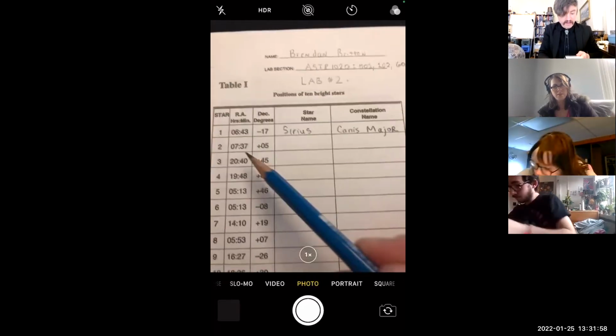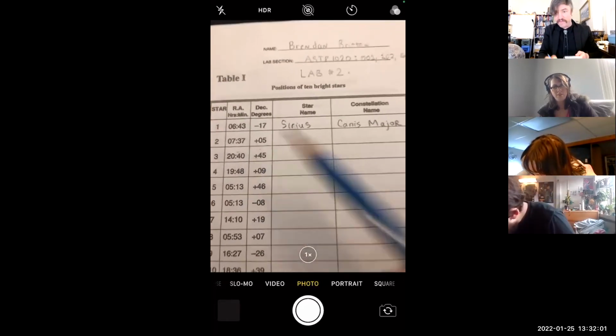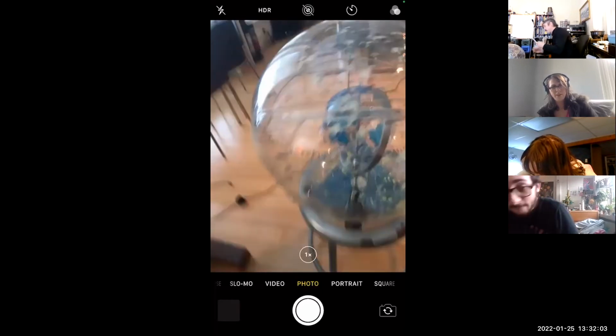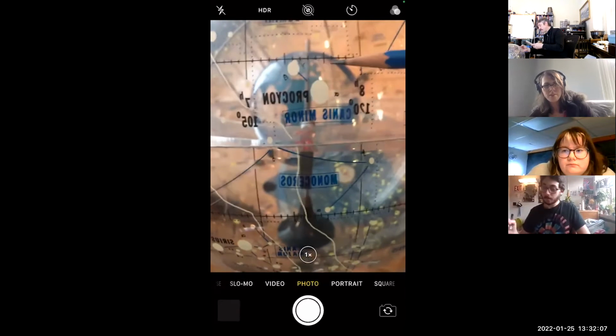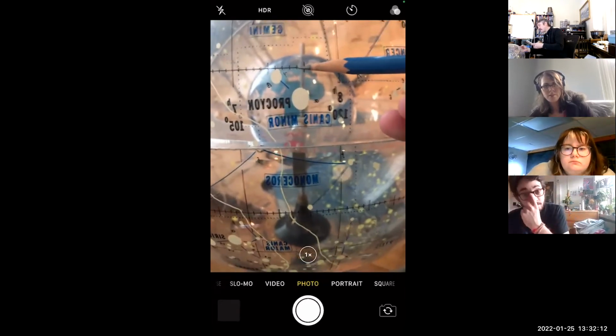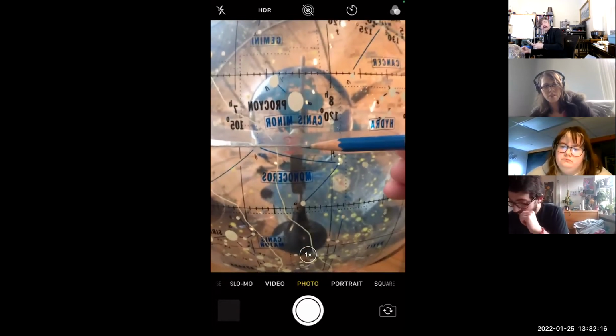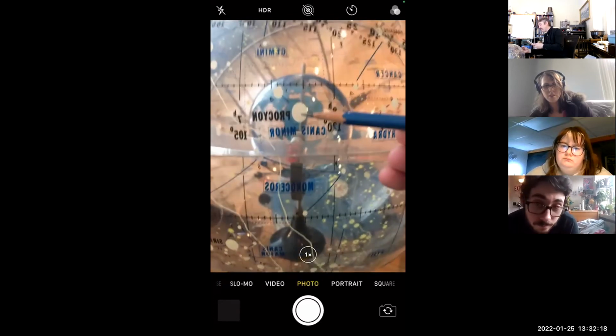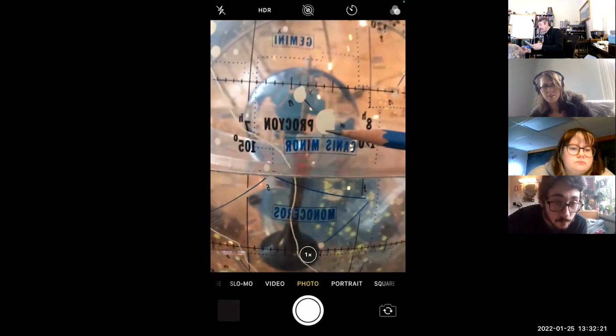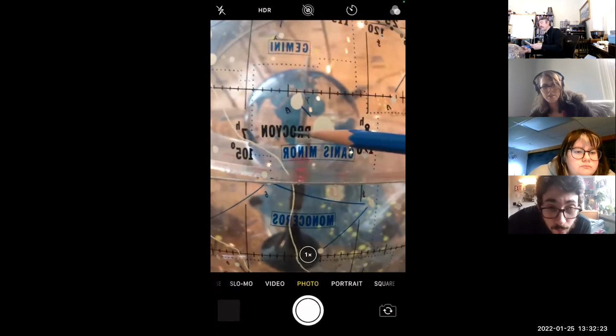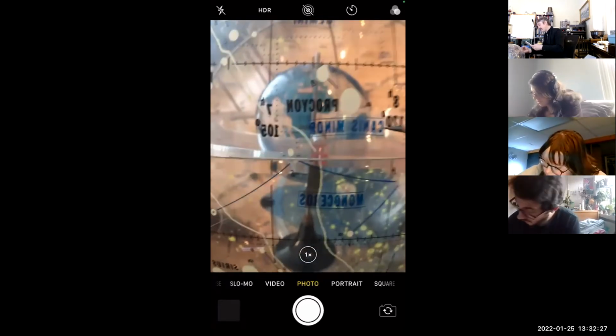Okay, next up, 7:37, positive 5. Let's see if we can increase our speed a bit. 7 hours and 20, 7 hours 40, back 4 minutes is 7:36, right? That's pretty close. Start at the celestial equator and we go up positive 5. Boom. What's our star? I can't pronounce it. Procyon. Procyon. And that's in Canis Minor, the little dog.